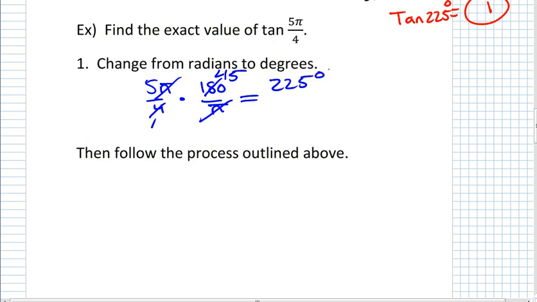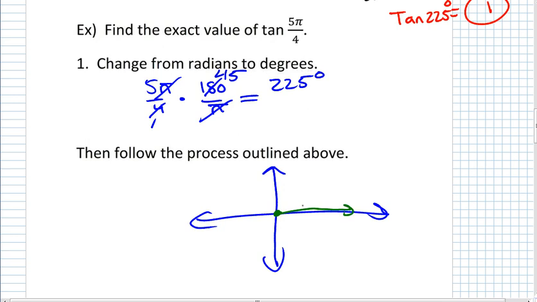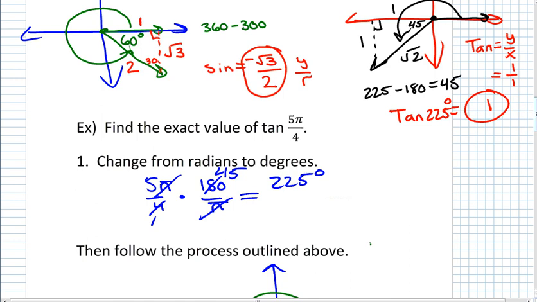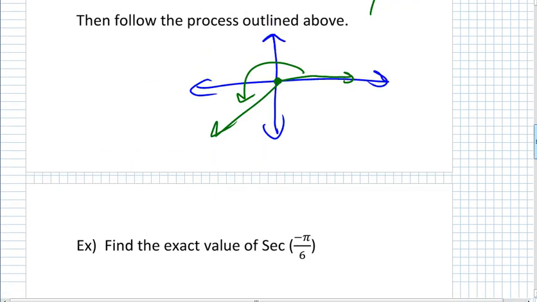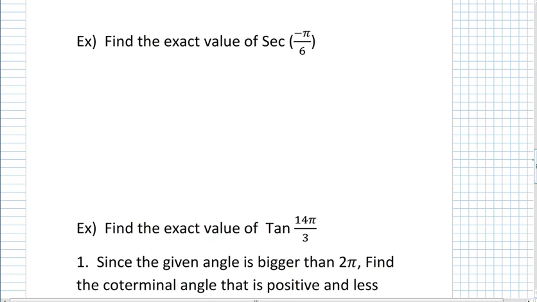And then you'll follow the process outlined above, which means you figure out what quadrant it's in. And remember, it's the third quadrant. And notice I just did tangent 225 right here. So from there, the process is the same. But if it's in radians, probably the easiest way is to change it to degrees, and then go from there, and you know that it's equal to 1, because we just did it. So let's look at a different one.